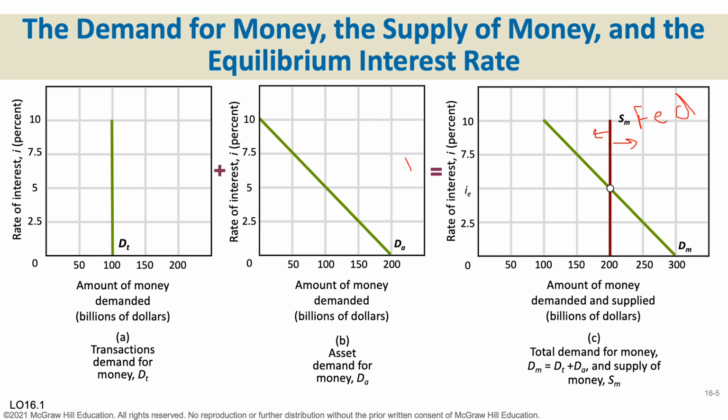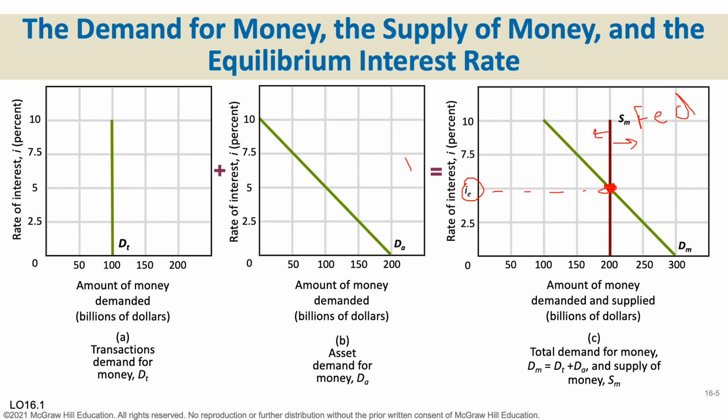So when the Federal Reserve sets money supply here, the example is 200 billion, then where the money supply intersects the money demand curve is this equilibrium interest rate. So we would just come out here and see what the interest rate was, and that would be the interest rate that we would be looking at when the supply of money was 200 billion and this was the total demand for money. But what if the Federal Reserve increases money supply?